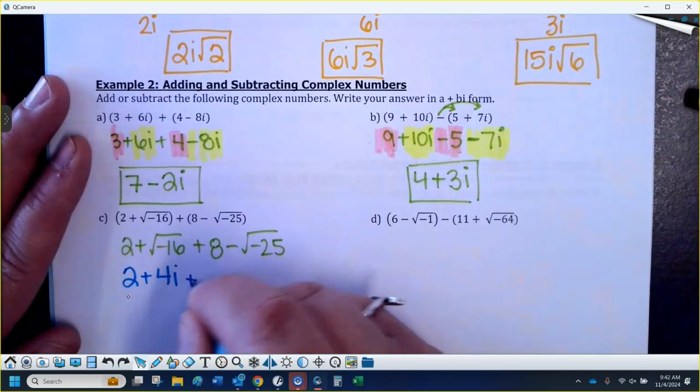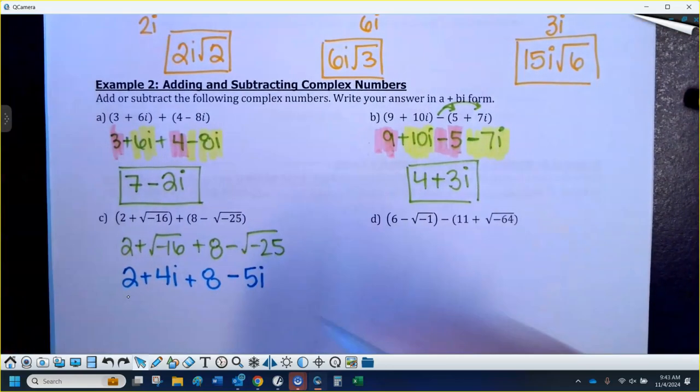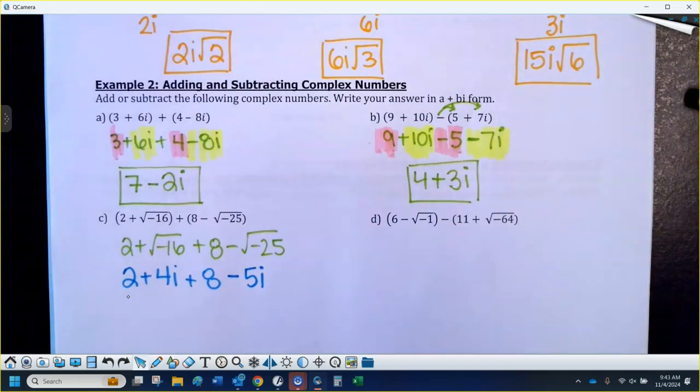All right, now I have this 8. Now this trips people up, and I really, really don't know why. Don't change this. This is 8 minus, and then what would you write as the square root of negative 25? 5i. So I don't know, sometimes if it's a negative in front of that, people will change that to a positive. Don't do that. Just whatever's in front, we're subtracting the square root of negative 25. Square root of negative 25 is 5i.